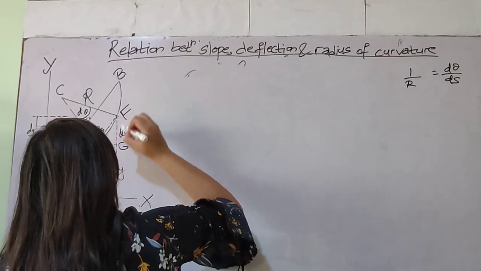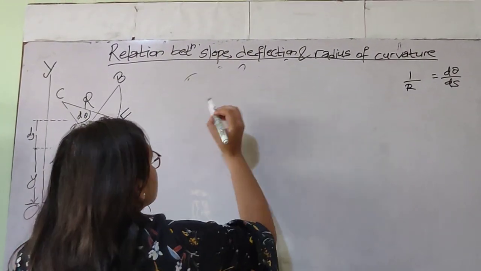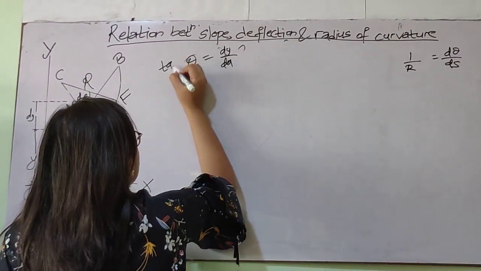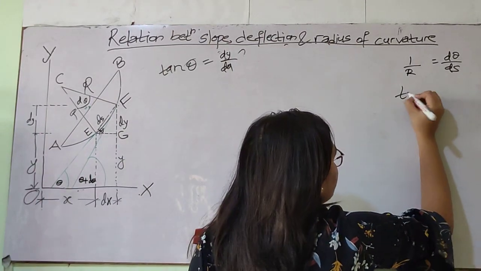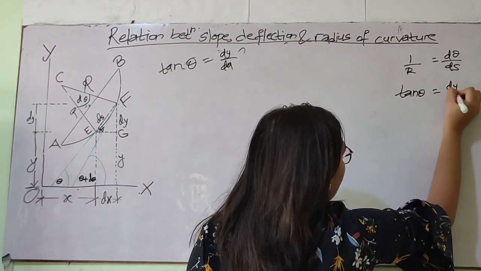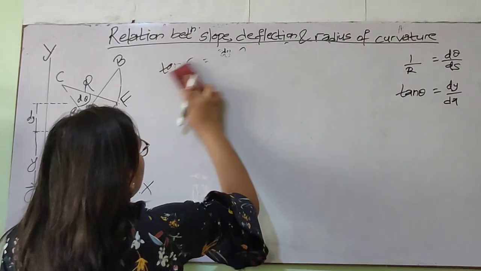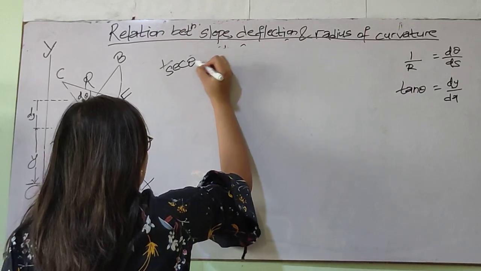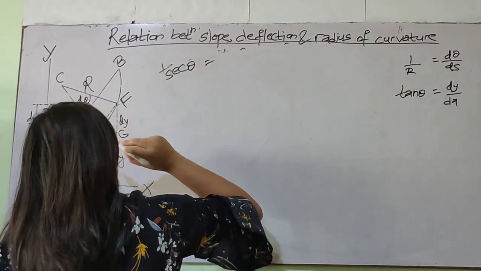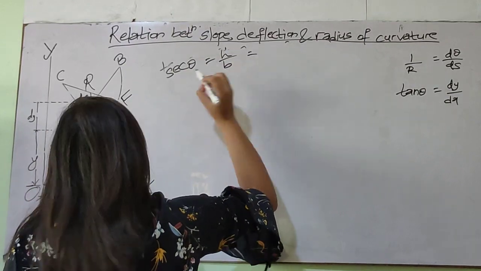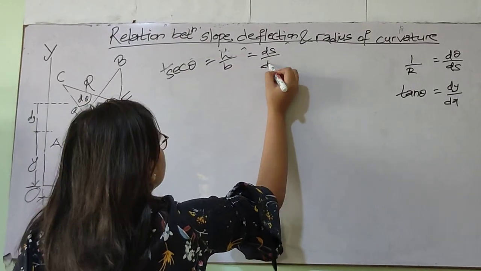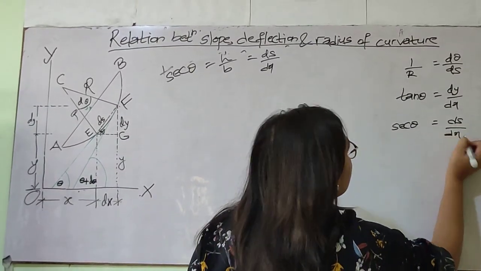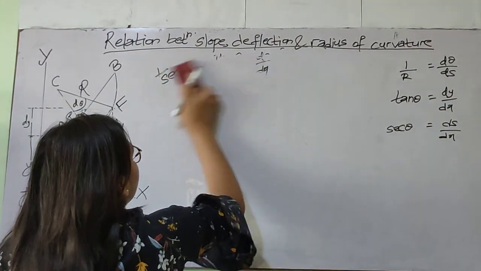Now, from this small triangle, this angle is also theta. So, tan theta will be dy by dx. So, I'm going to write tan theta equal to dy by dx. Now, I'm going to find the relation for sec theta because I'll need this later. So sec theta is equal to h by b. Here h is ds and b is dx. So sec theta is equal to ds by dx. This we are going to need later in our proof.